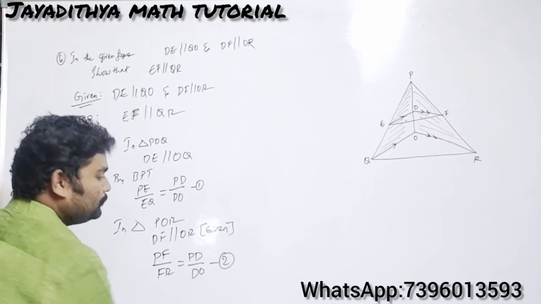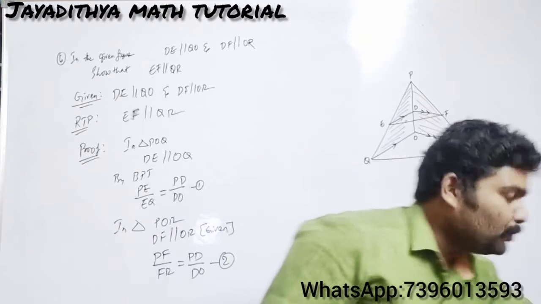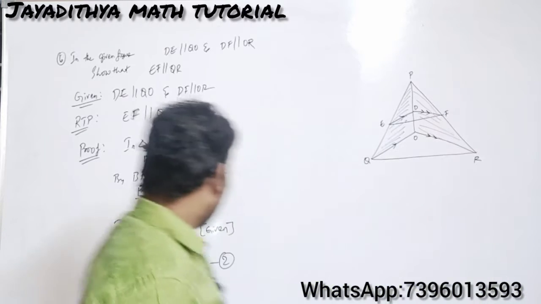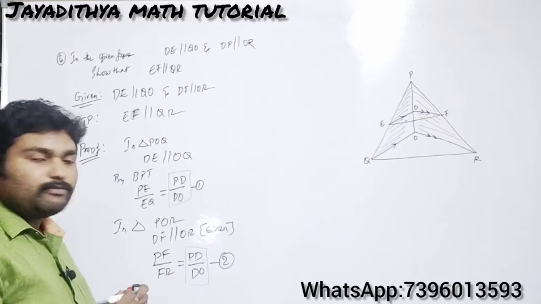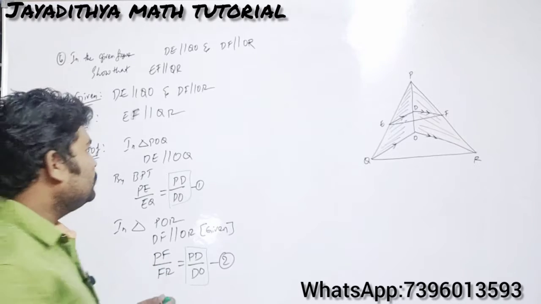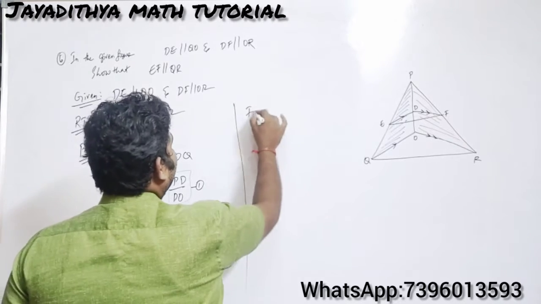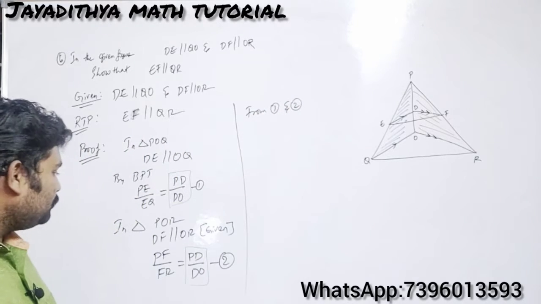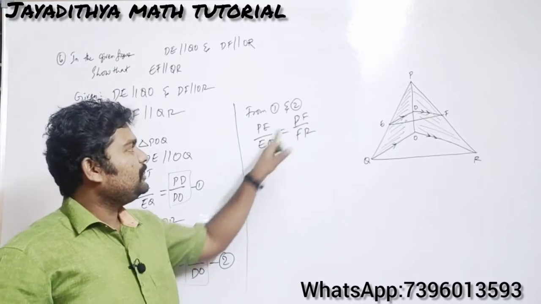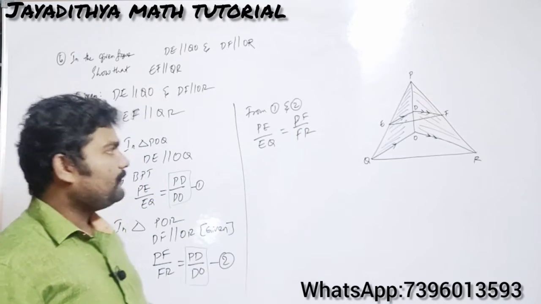Take this as equation 2. In both the cases, what can you observe here? So we can observe that RHS are equal in both the cases. So LHS must be equal. So simple, from equation 1 and 2, what can we say that PE by EQ is equal to PF by FR now.